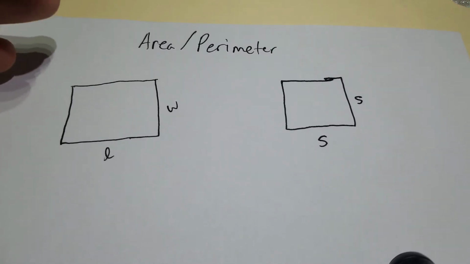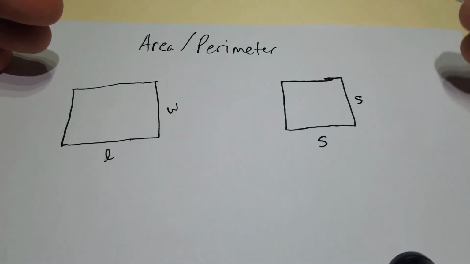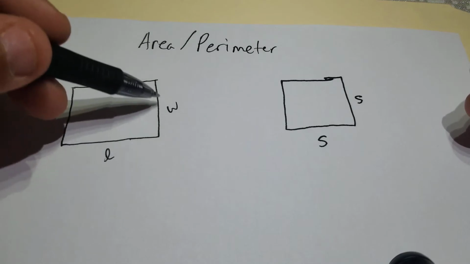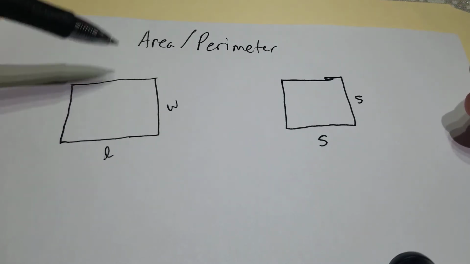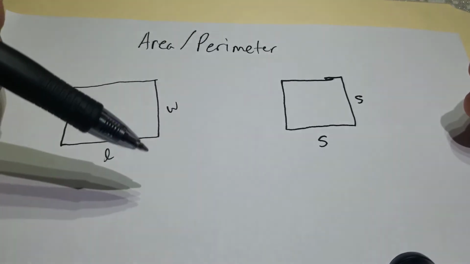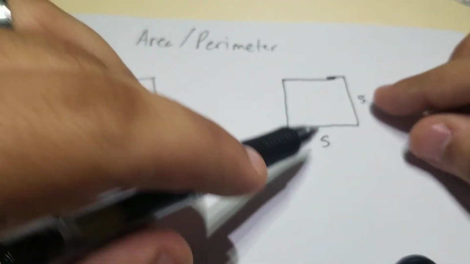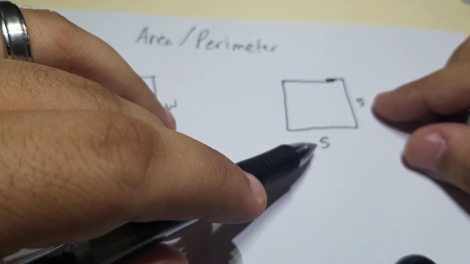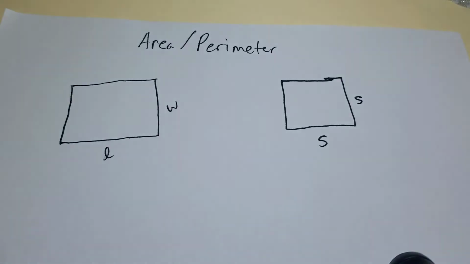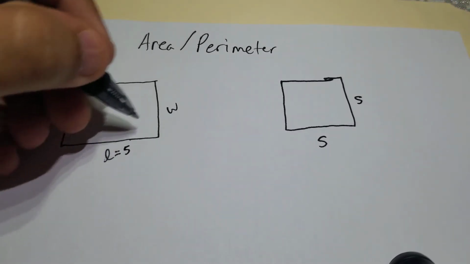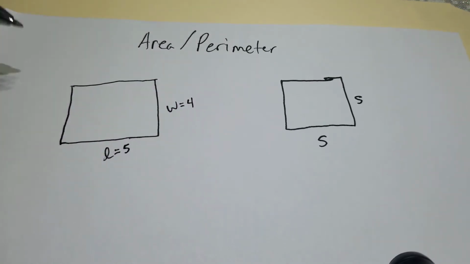Now, in math for 4th grade, you're going to be dealing with area and perimeter of rectangles and squares. The difference between rectangles and squares, obviously, is rectangles have a length and a width, and the opposite sides are congruent. But in a square, all the sides are congruent. So that's why during the Zoom lesson, you saw an L, a W, and an S and an S. The reason why the two S's are the same is because the side lengths are the same. So I'm going to give these lengths. I'm going to call this one a length of 5, and I'm going to say here a width of 4.